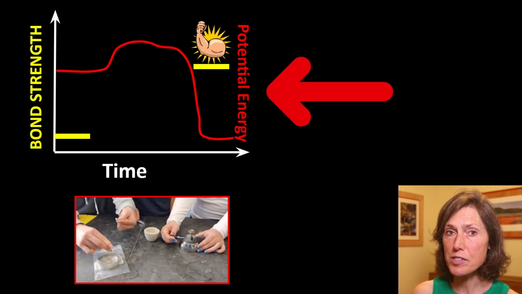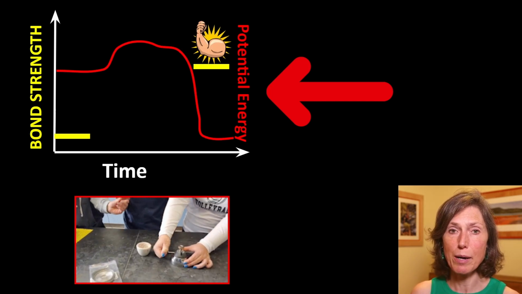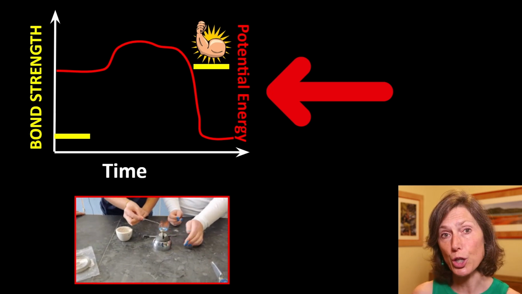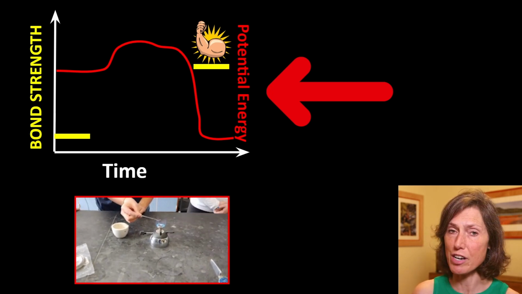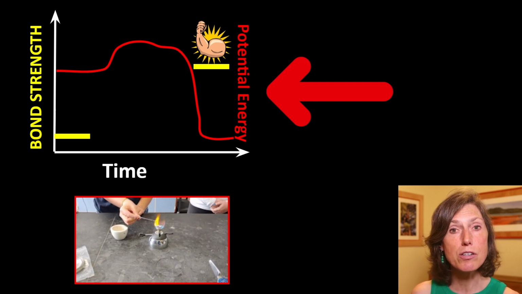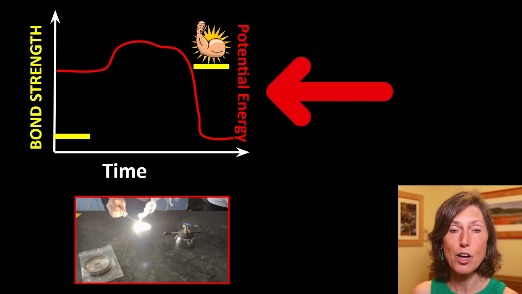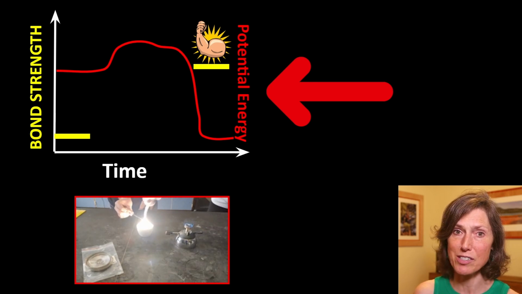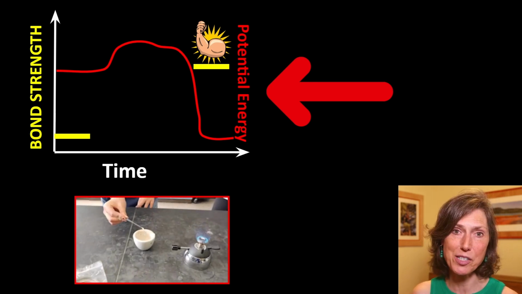As you notice in this chemical potential energy diagram, the potential energy of the products is much lower than the potential energy of the reactants because the strength of the product bonds is so much greater than the strength of the reactant bonds, as emphasized by the bicep curl.